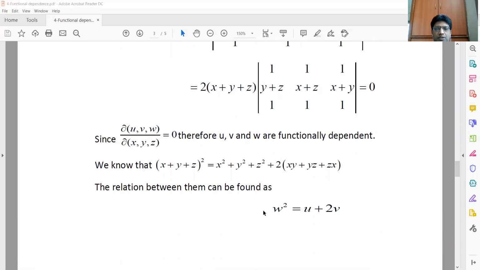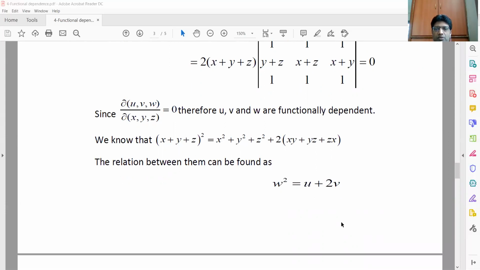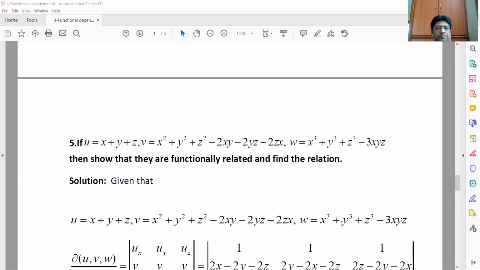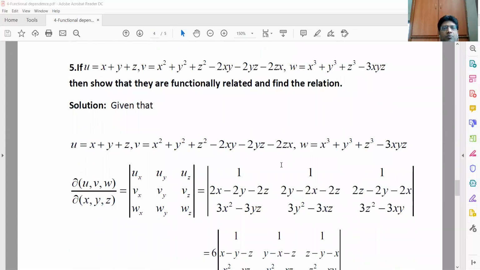So what is the relation? We know that x plus y plus z whole square is this one. But x plus y plus z is given as w. W square is, this is given as u, and this is given as v. So w square is u plus 2v. That is the relation. And one more problem is here, u, v, w are given. We have to show that they are functionally related. That means the Jacobian of u, v, w with respect to x, y, z, we have to show that it is 0. Next, we have to find the relation.